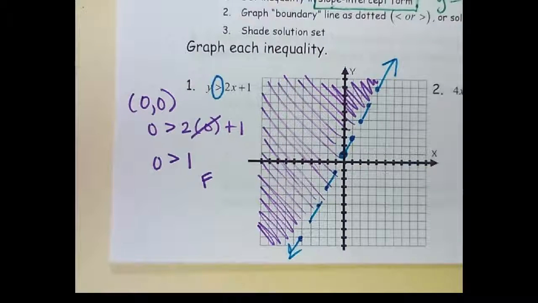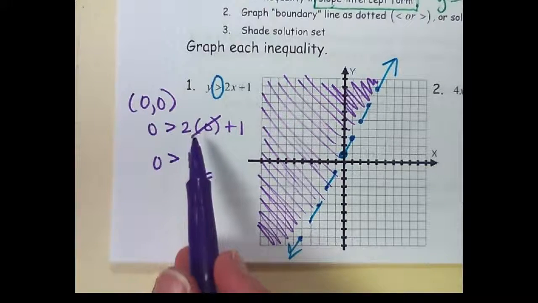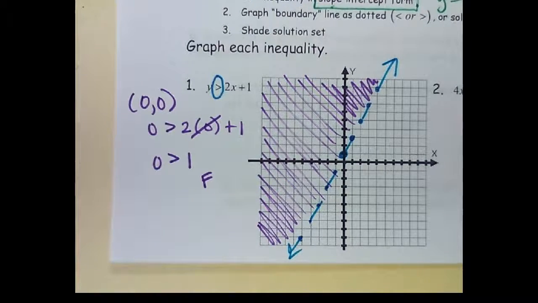I know some people are saying, well, can't I just see that it's greater than the line? That's fine, but sometimes if you get lines that are really vertical or horizontal, this is just a surefire way to make sure you know which way is shaded. So you don't mess that up.